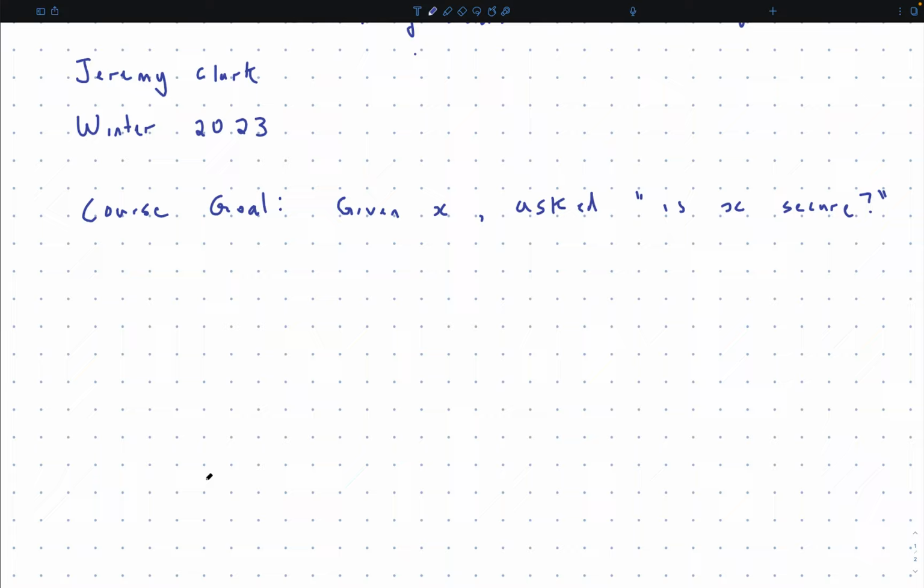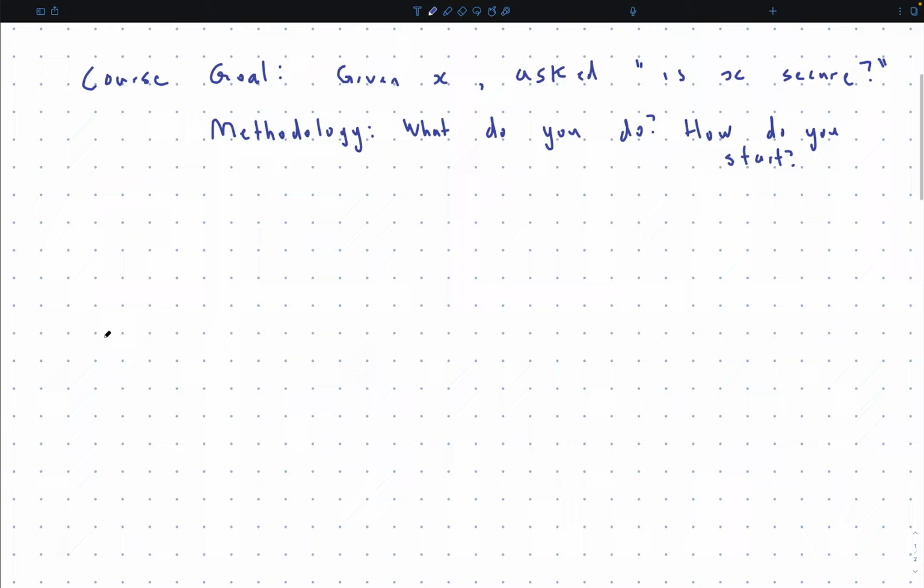That's methodology. Methodology, or security evaluation methodology, but I'll just shorten it to methodology, is basically what do you do? How do you start? And this is going to be a complicated question.